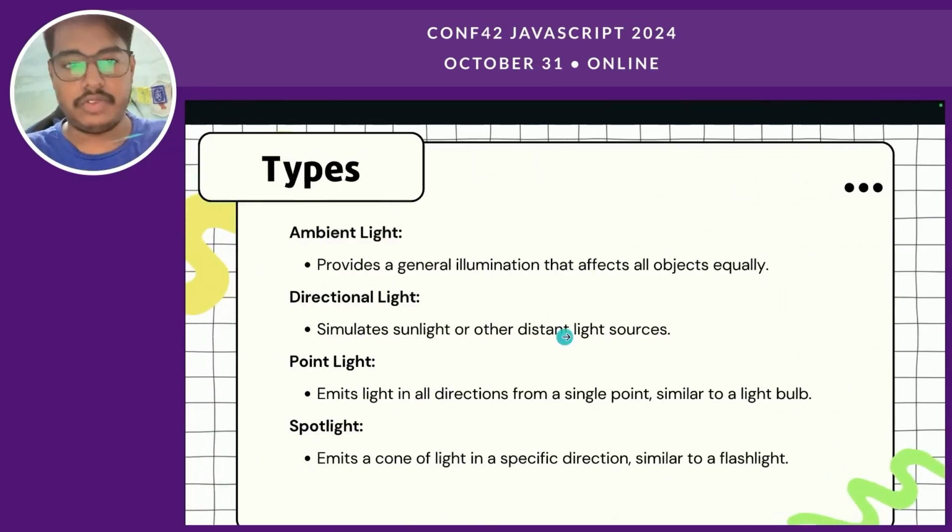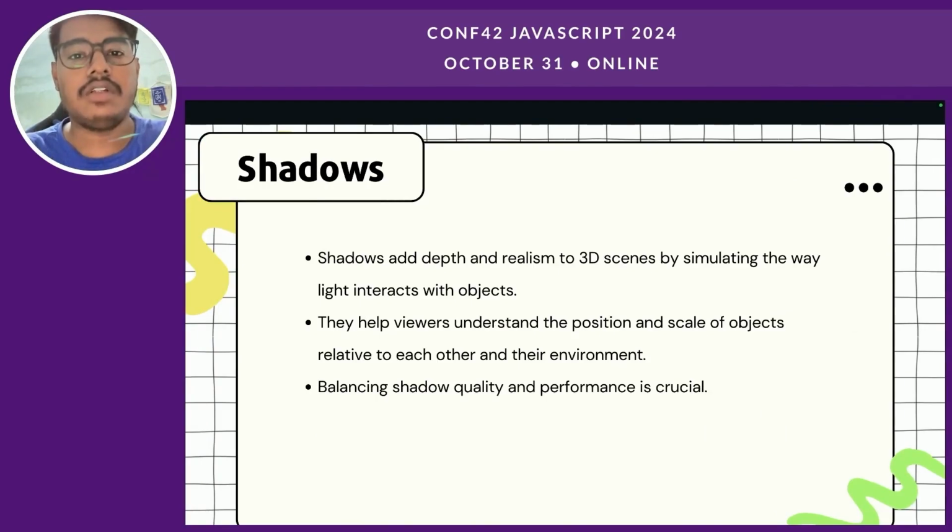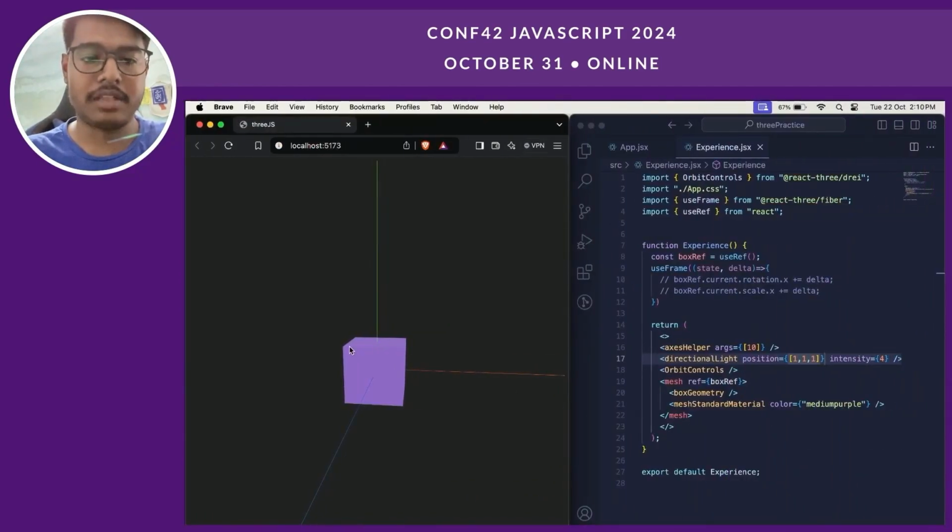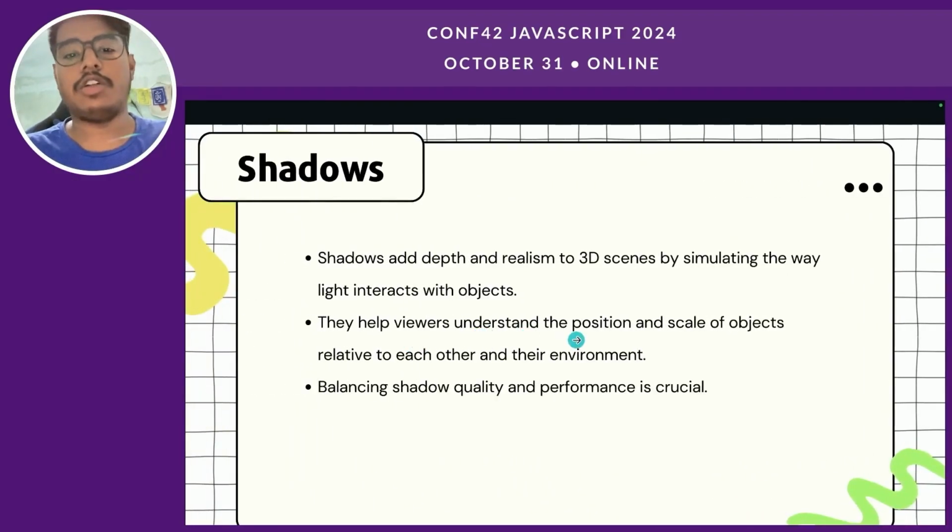So let's move forward and talk about shadows. As lighting adds realism, shadows add more depth and realism to our 3D scenes by simulating how light interacts with objects. Right now we have an object and we have a light, but we don't have any shadows. Shadows also help viewers understand the position and scale of objects relative to other objects and the environment. And one thing to keep in mind is that adding shadows will take away some performance.